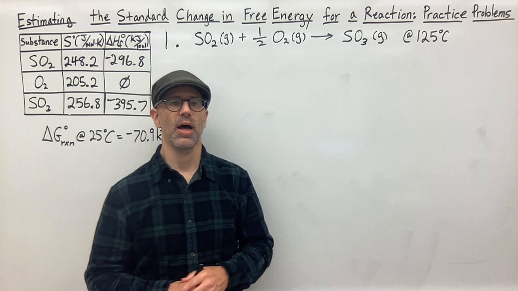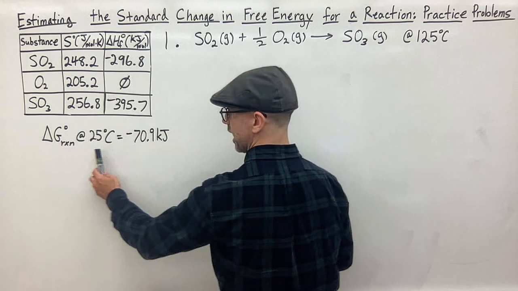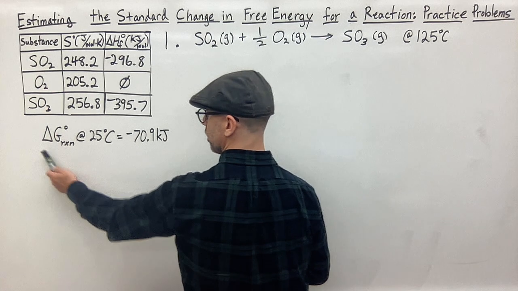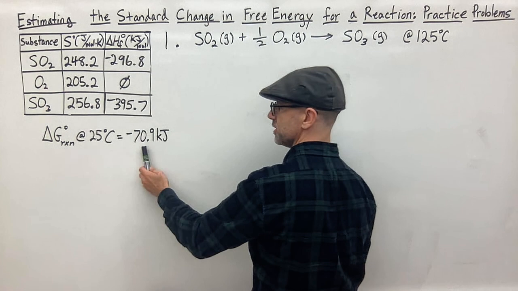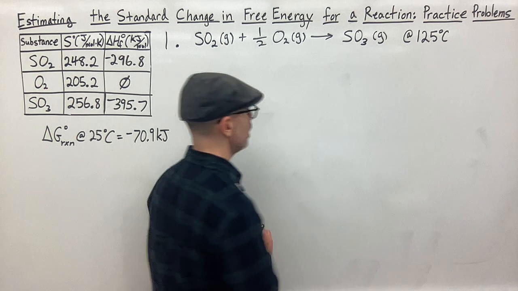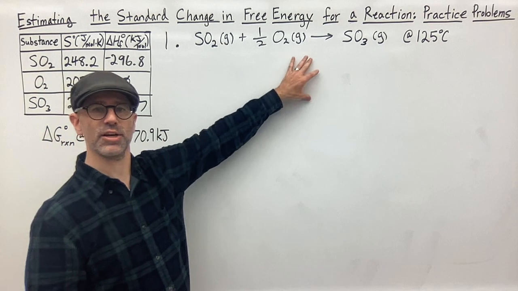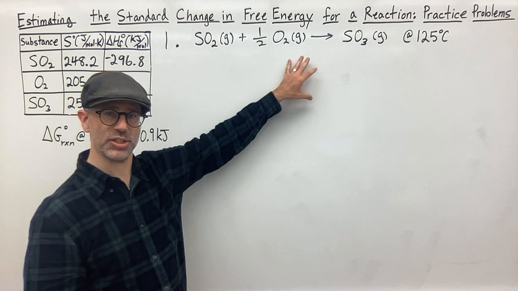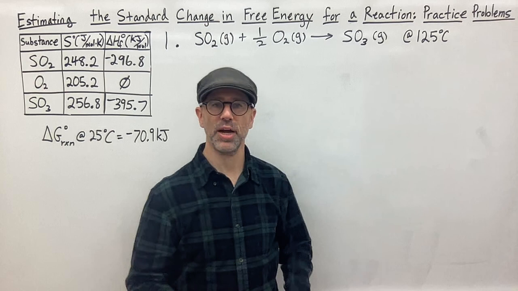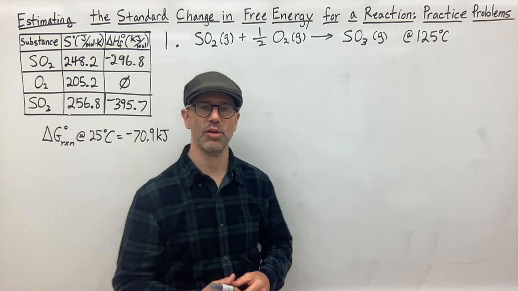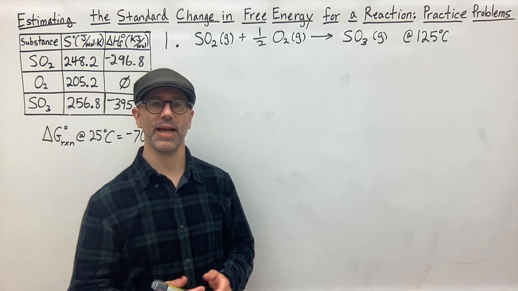So what do we do? Here I have written down the standard change in free energy of this reaction at 25 degrees. It was negative 70.9 kilojoules. So we're going to see how the standard free energy change of this same reaction at 125 degrees compares. But first, how do we calculate it? Well, we calculate it the exact same way as we calculated it last time.